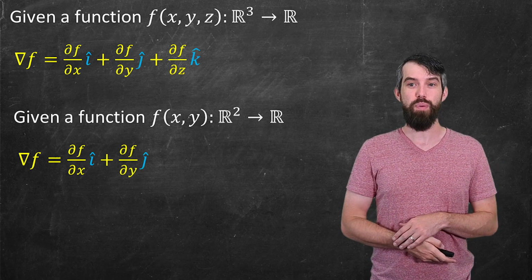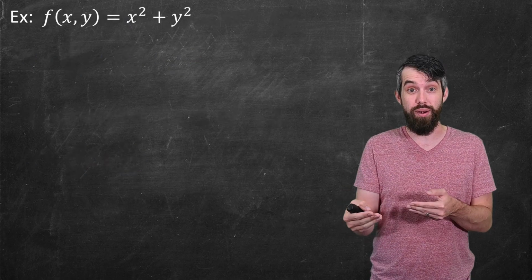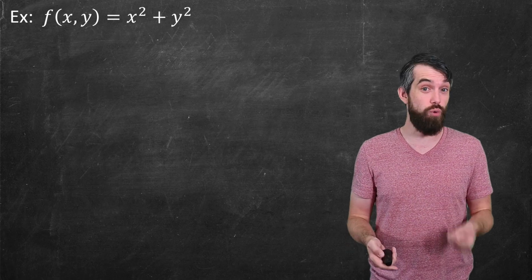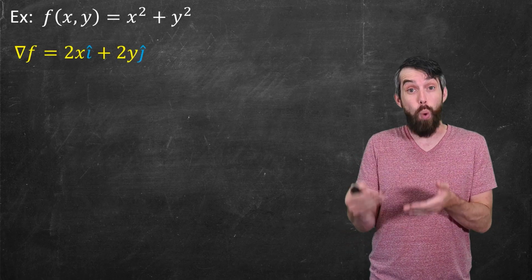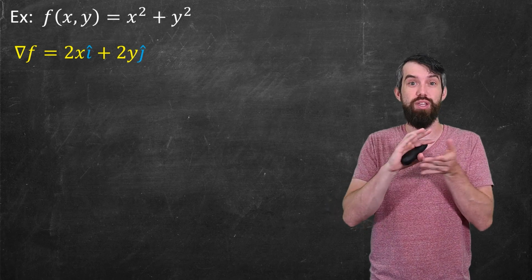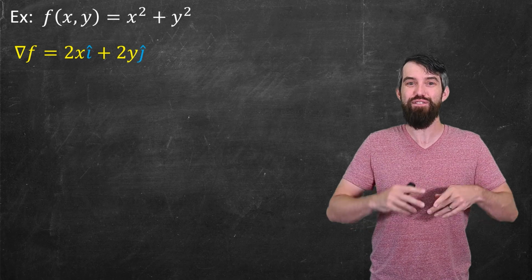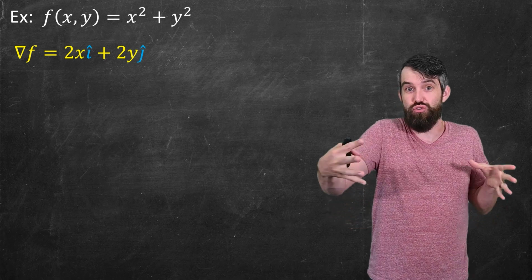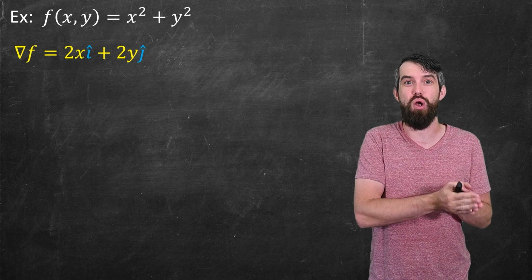For example, suppose my function was f of x, y equals x squared plus y squared. Then we could compute its gradient, not too bad. The partial with respect to x is just 2x, and the partial with respect to y is just 2y. So the gradient is just that. Now, we've seen this vector field, except that there's a 2 in both places, which just stretches every vector by a multiple of 2. This is precisely the vector field we saw earlier.